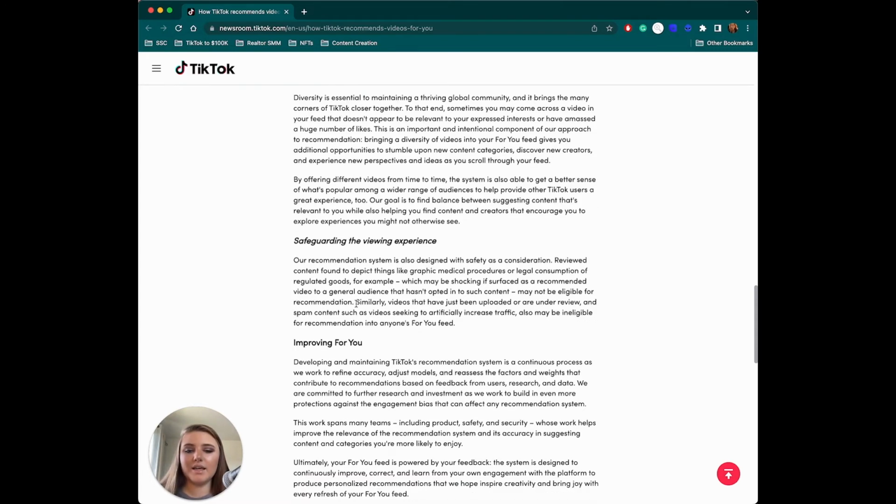And then lastly, to keep in mind is that videos that have been uploaded that are under review or spam, if you're posting a video and TikTok thinks that it's spam, or videos that are trying to artificially increase traffic to a TikTok account, those also might be ineligible to be on other people's For You pages and For You feeds. So it's really important to take these factors into account when you are creating TikTok videos to make sure that you're creating videos that are going to go out there to a huge amount of people instead of just a very small subset of users. So that is a really good thing to keep in mind.